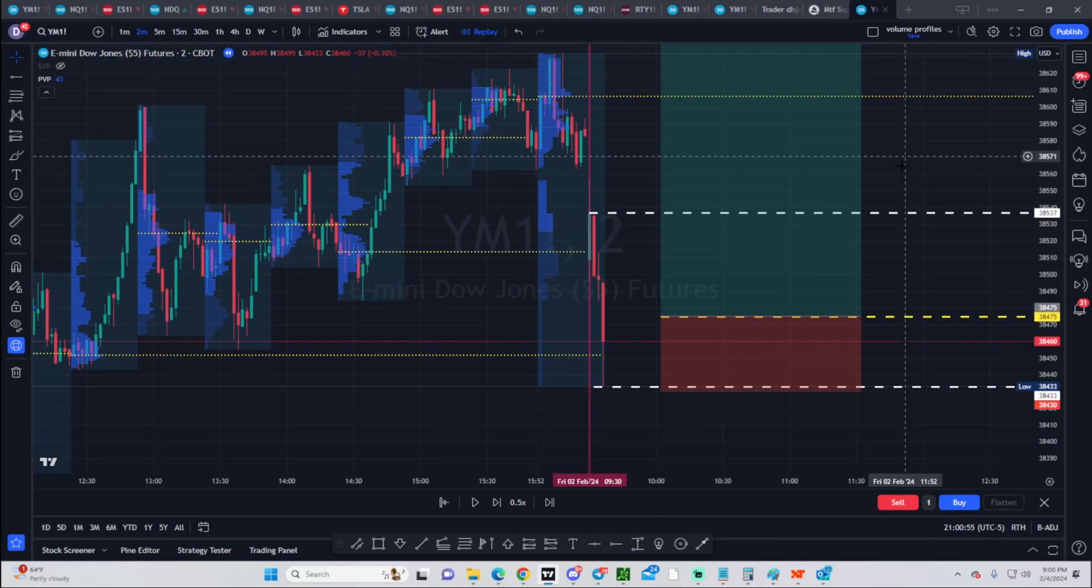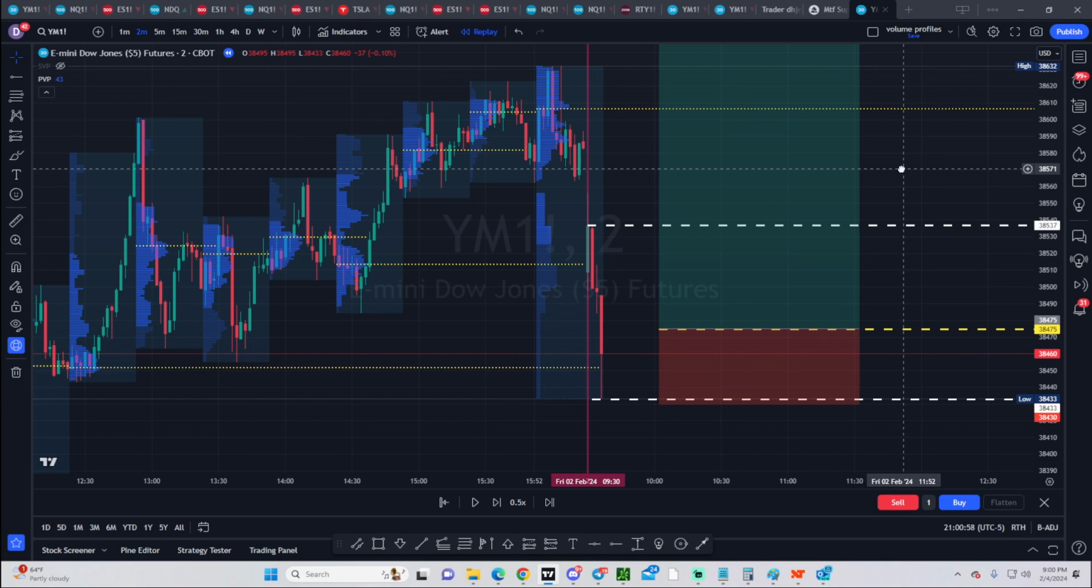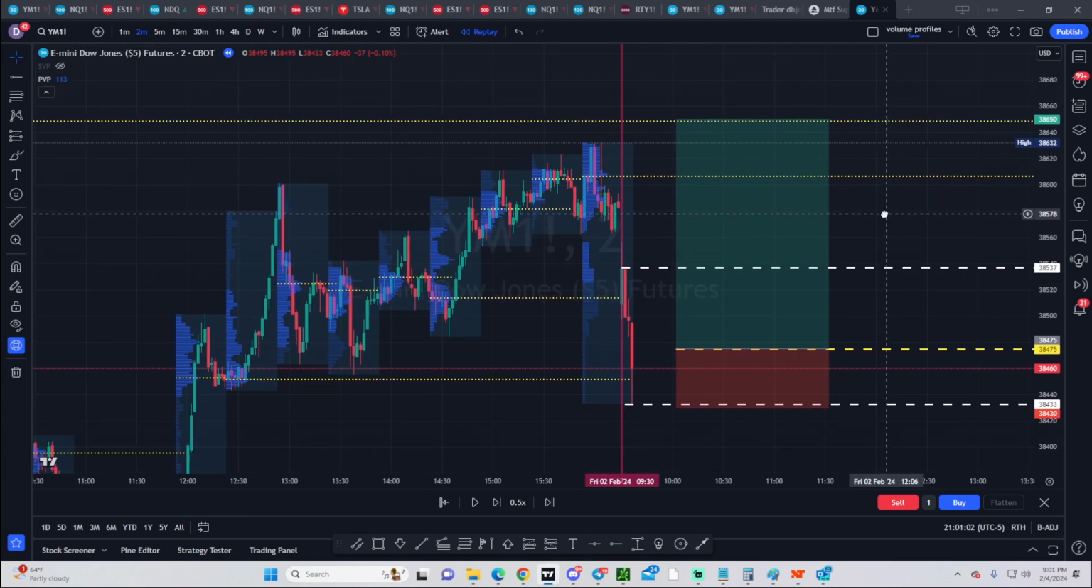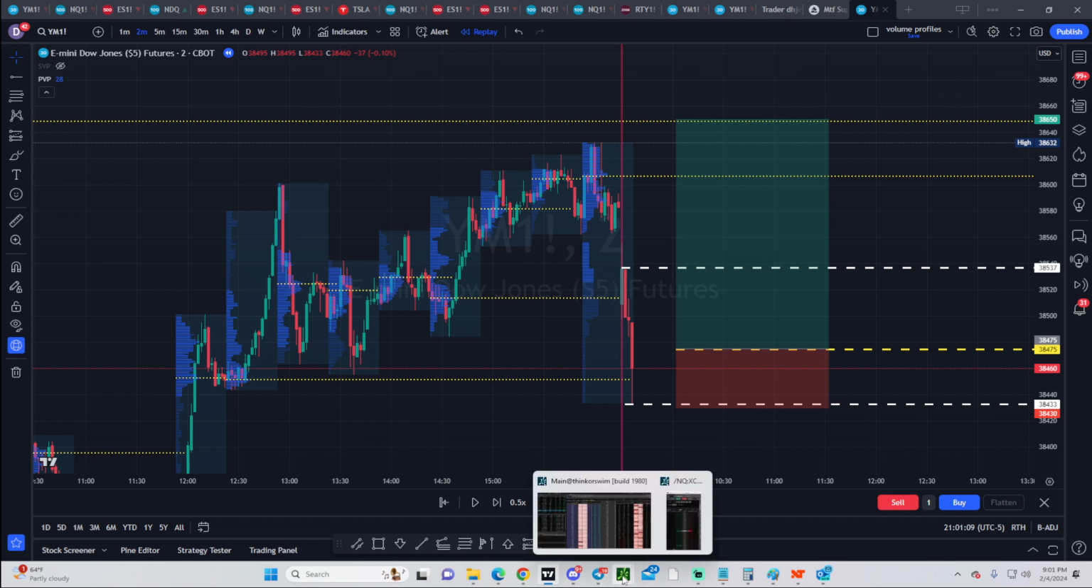So that's basically how the naked POCs are supposed to work. If you don't have a trade plan, you can use them as targets. You can also use them as an opportunity to enter the trade. I use them for both, but more specifically for targets more than anything else. And for me, it's really important. It's a very important tool in my arsenal, and I use it very consistently.